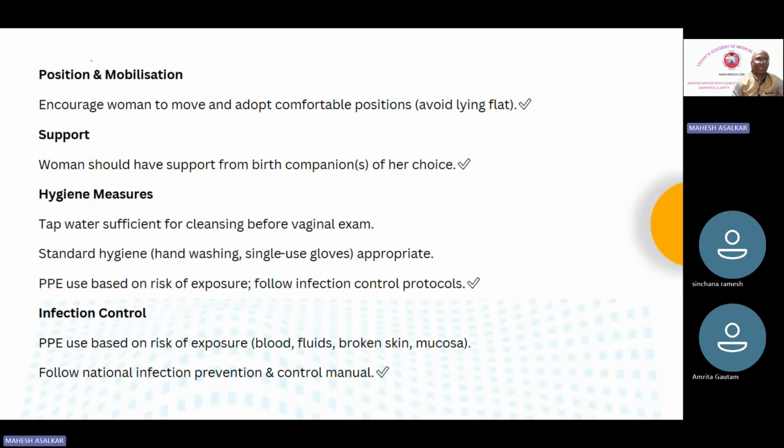Position and mobilization: encourage women to move and adopt comfortable positions. Avoid lying flat. Women should have support from companions of her choice. Then hygiene measures: tap water is sufficient for cleaning before vaginal examination. Standard hygiene, hand washing, single-use gloves appropriate. Then PPE use based on risk of exposure, follow infection control protocols. And infection control: PPE use based on risk of exposure to blood, fluids, broken skin, mucosa, etc. And follow the national infection prevention and control manual.